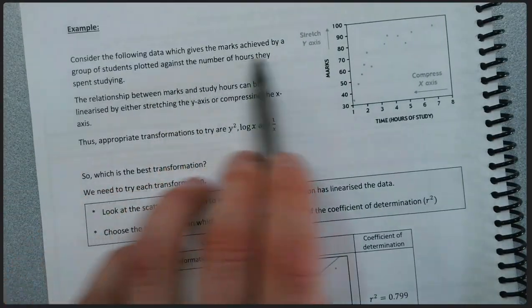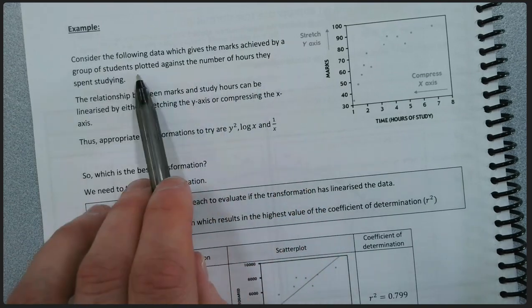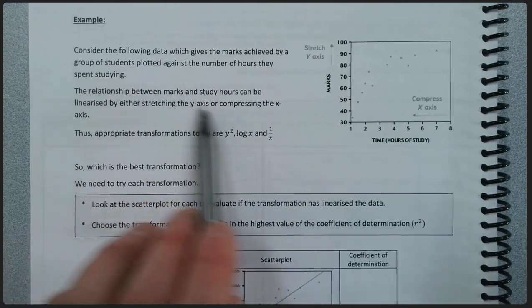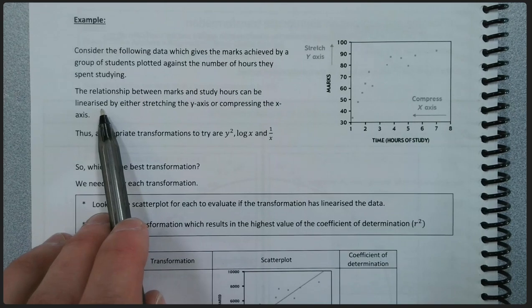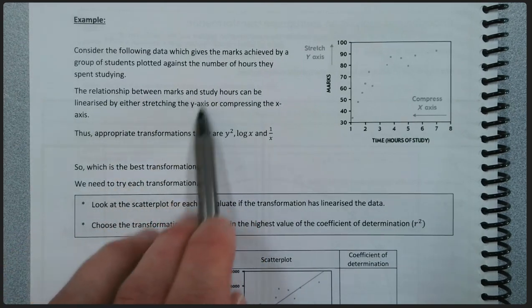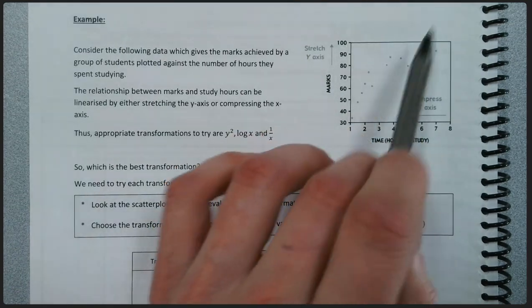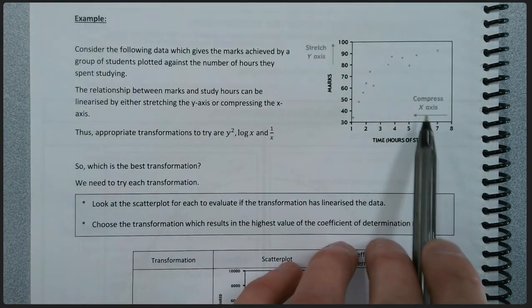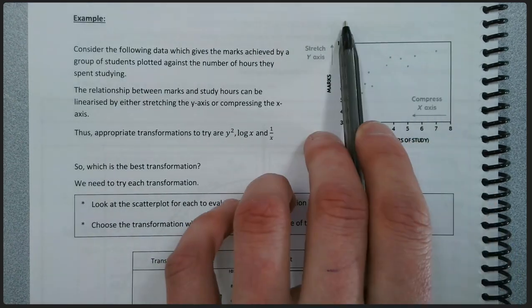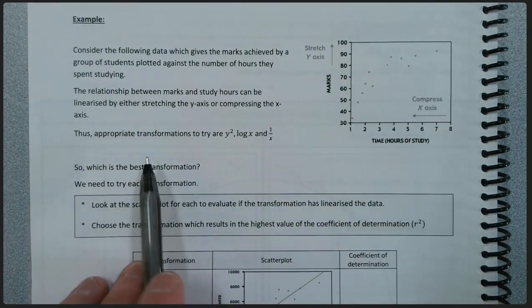All right, so moving on to the next page. Skipping ahead, we've got the example of marks achieved by a group of students plotted against the hours that they studied. The relationship between the marks and the study hours can be linearized by either stretching the y-axis or compressing the x. By stretching this one longer, by pulling this data up, or by pushing this data back across the x, we're going to get that type of transformation.